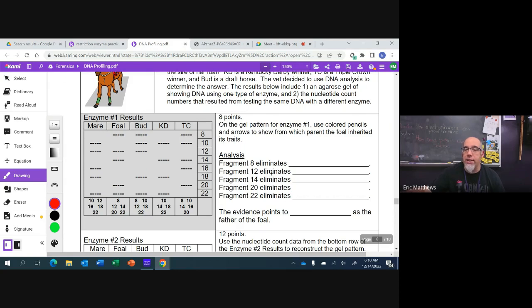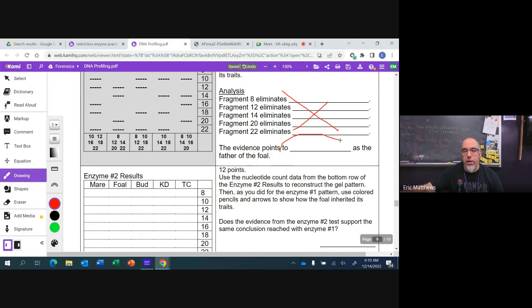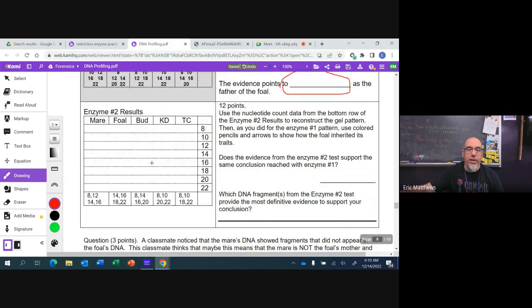You're going to see this area on the side that says analysis, fragment 8, ignore this, right? That's not going to be important. We're just going to be looking for this part. Then you're going to come down here.